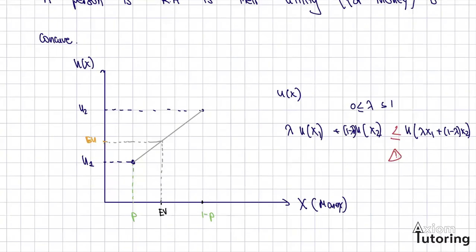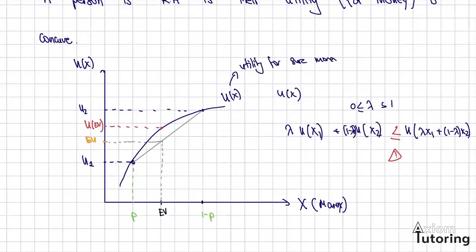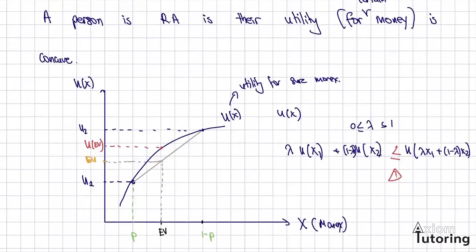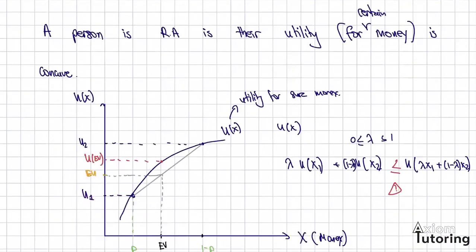And therefore, what we have here is, if I plot a concave utility function, I can see that this bit here is the utility of the expected value, the utility that I would get if the expected value is for sure. Because remember, and maybe I'll write this down, this is utility of X, this is utility for sure money. And with this, I've served the purpose of this video, which is to show you a second definition, which is equivalent to what it means to be risk averse.